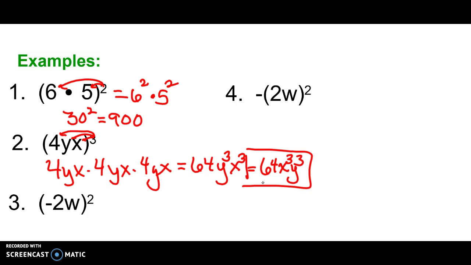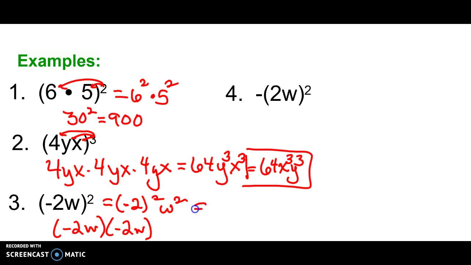Number 3, I have negative 2w inside parentheses, and I'm squaring that. So I'm taking negative 2w times itself twice. Or I'm distributing that 2 to everything in parentheses. Negative 2 squared times w squared. Well, negative 2 squared is 4, and w squared. If I do it longhand, negative 2 times negative 2 is 4, and w times w is w squared.